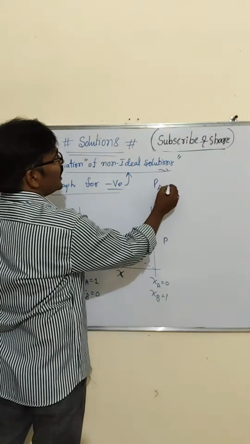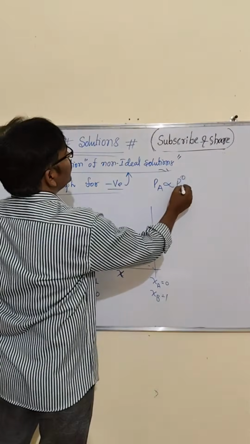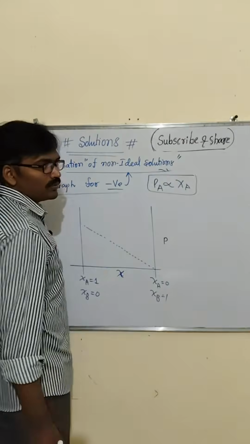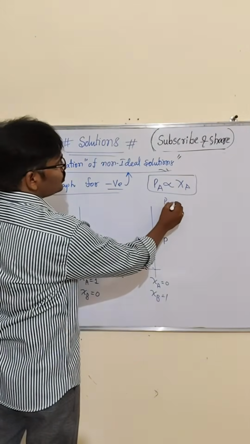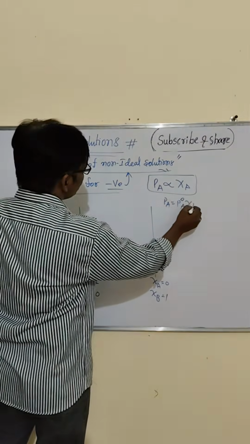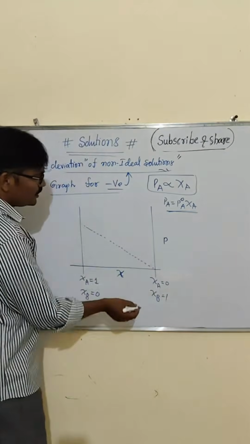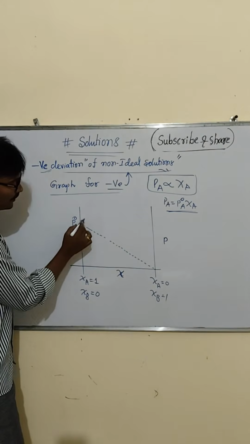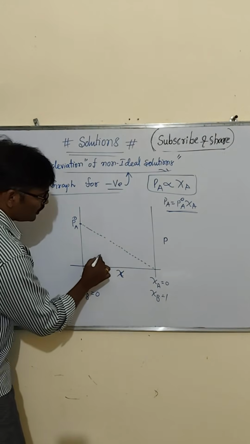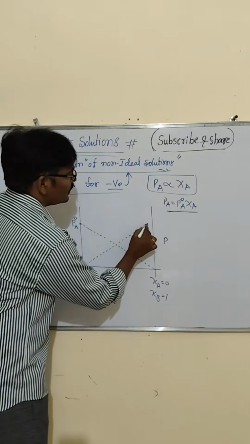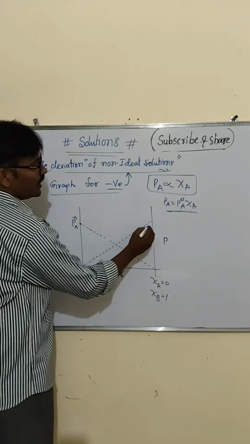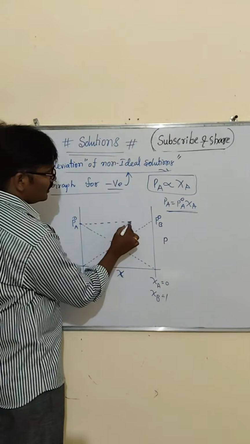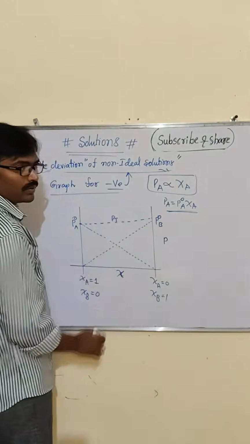What I told is that PA is directly proportional to the mole fraction of A. From this, PA equals P naught A into mole fraction of A. Where the line touches, we call it P naught A. If you take one more line from this origin, here it is P naught B. When both are added, we call it P total.